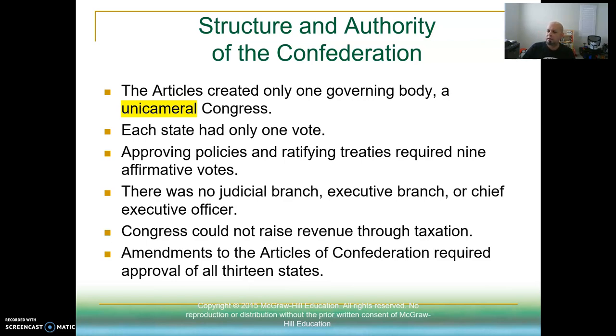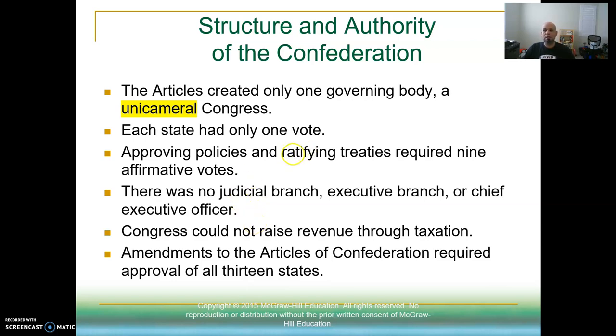Approving treaties, no problem, 9 out of 13, that's workable. Big deal though, there was no judicial branch, there's no courts, there's no executive branch, and there's no chief executive officer. So there's no president like we have today. So it's just one organization that runs the whole country. Today we have three. There's the president, Congress, and the Supreme Court that balance each other out, and we're going to get into that, you know, separation of powers, checks and balances, very soon. They didn't have that. It was just one.